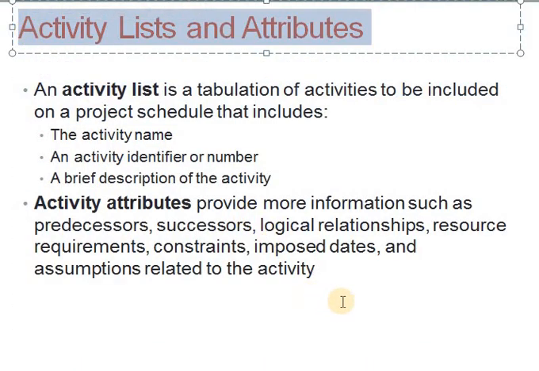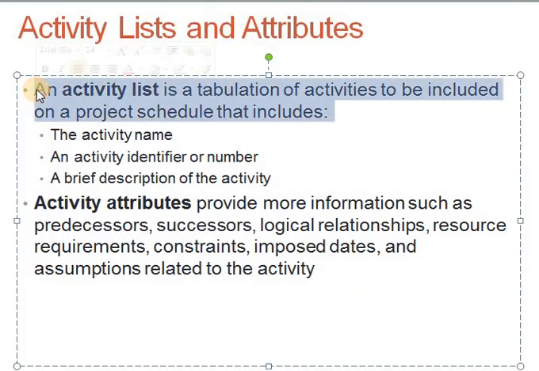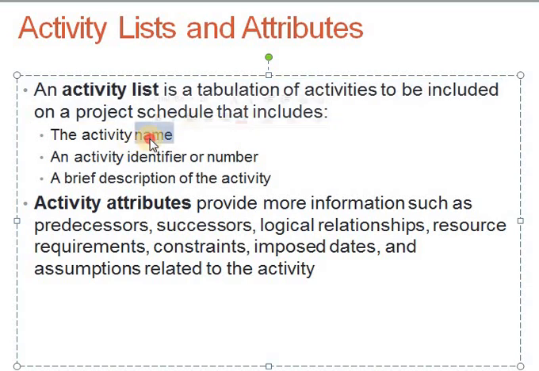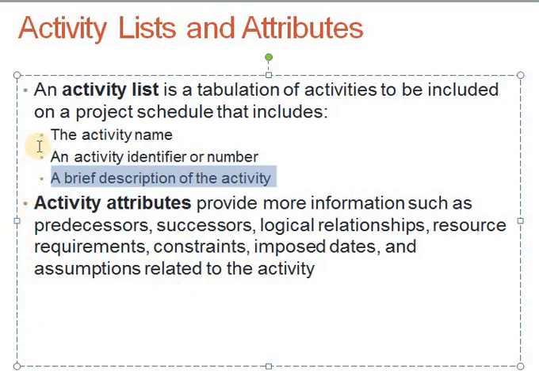So now we will see what is activity lists and attributes. Activity list is a tabulation of activities to be included on a project schedule. So basically, it is a list of activities or tasks that we have to include in a project schedule. That includes the name of the activity, the number or identifier of an activity, a brief description of an activity. So these all things are considered when we are managing an activity list.